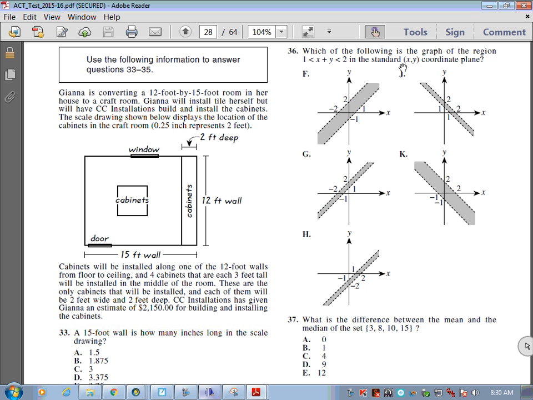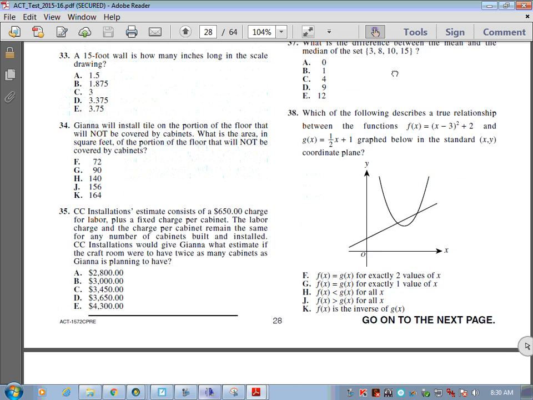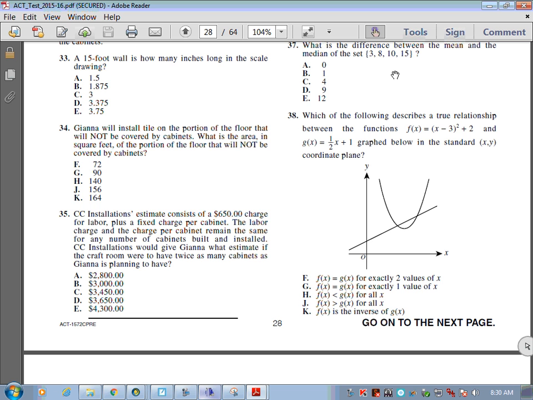I would say for me, 33, 34, and 35 were the most time-consuming. Okay. And you'll notice, you'll get sections like this where this illustration or this information is going to be used for the next 3 or 4 questions. All right. So anybody 33, 34, 35? 34? Okay, so we'll do 34 and 35.